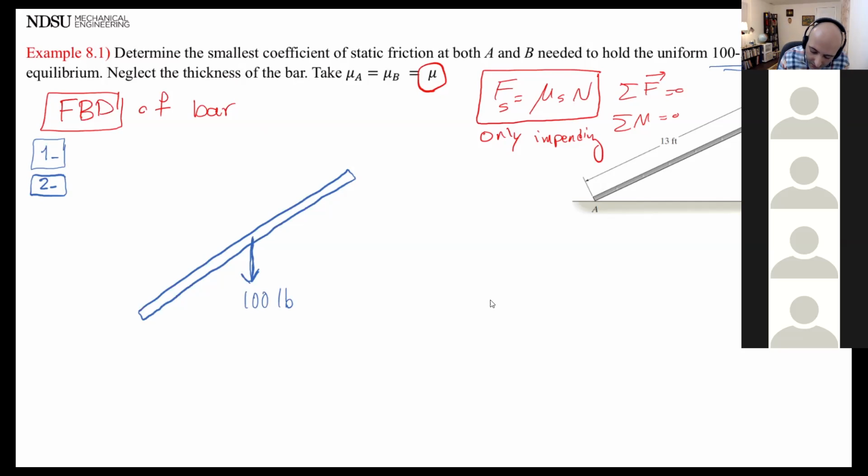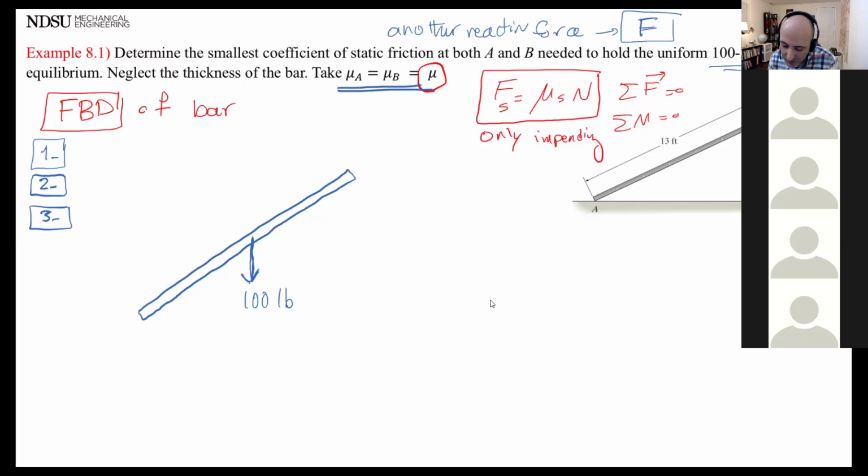Okay. Step three. What is step three? Reactive forces, the forces that are holding this in place. There are two points that I see, A and B. Now this problem has friction, so from now on you have to add another reactive force, which is the force of friction. We usually just show it with F, and it's always opposite to the direction that this bar will move, okay?